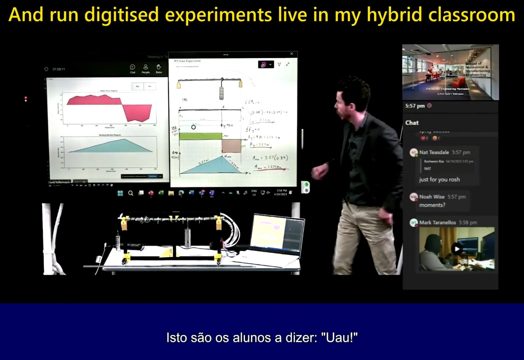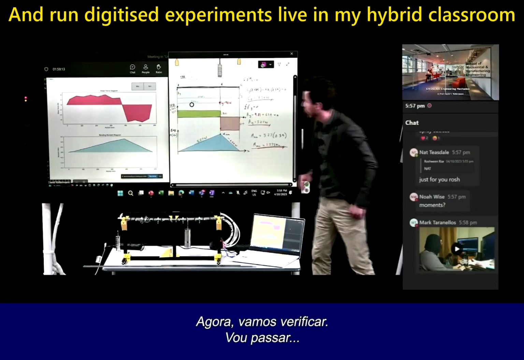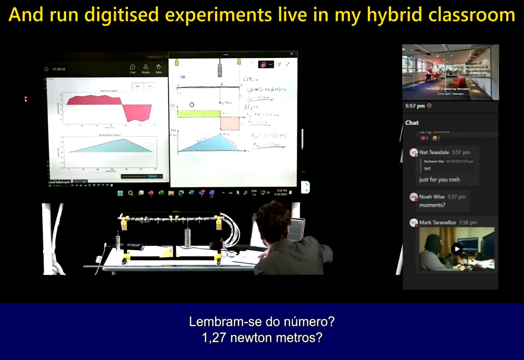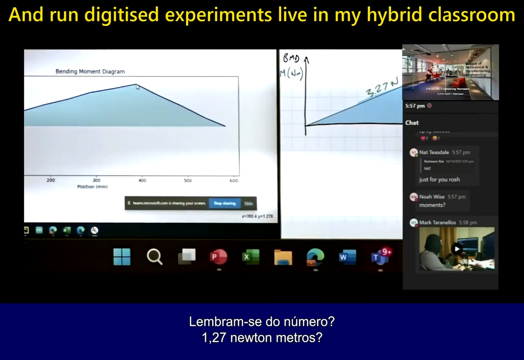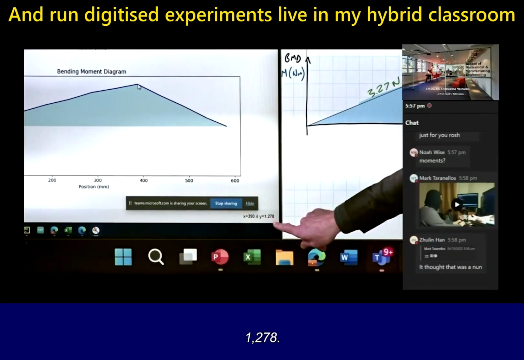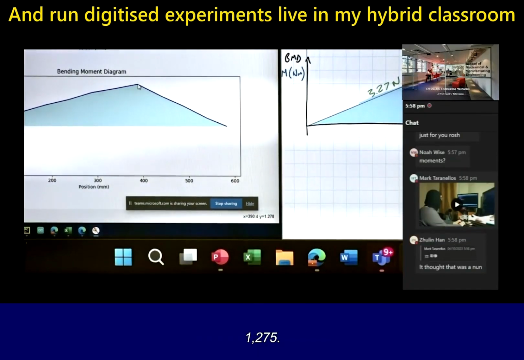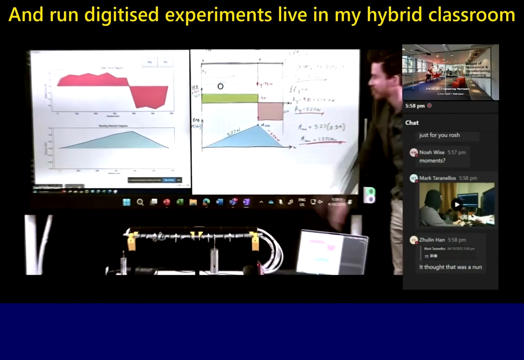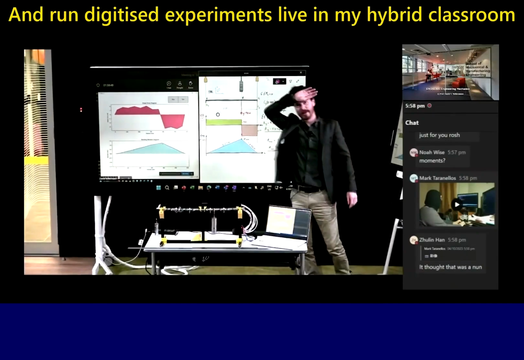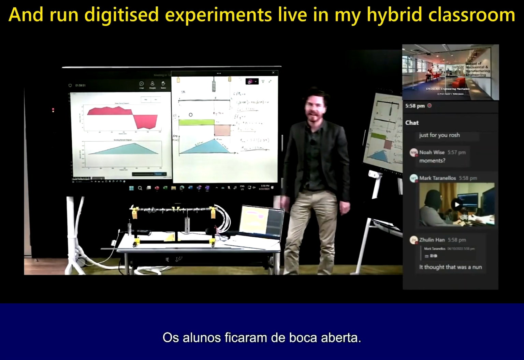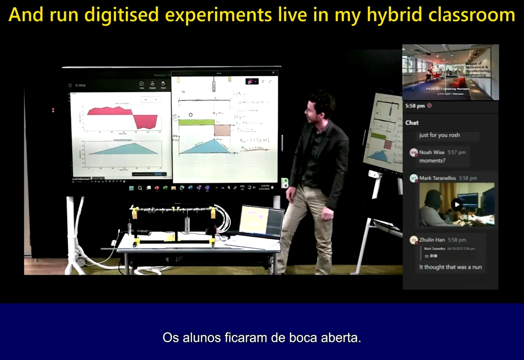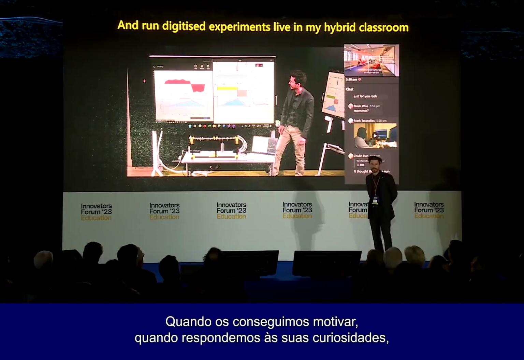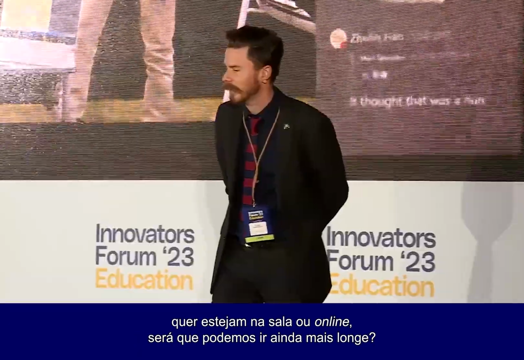That's the students going, whoa. Okay, now let's check. I'm going to hover. Remember that number, 1.275 Newton meters? Are you reading that number? 1.278. What's that number? Okay. The students, their mind is blown when we can inspire them, when we can meet their curiosity, whether they're in the room or whether they're online.